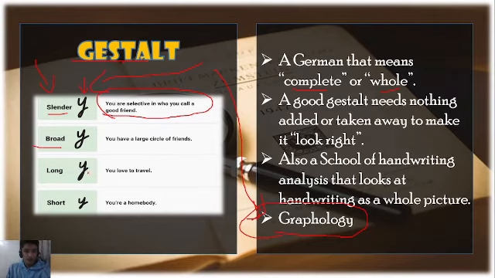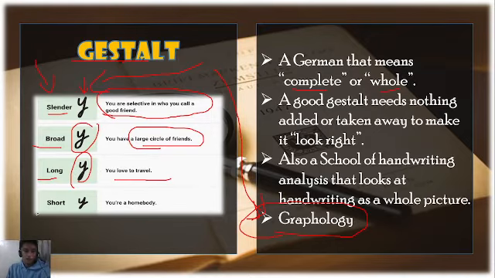And then we have individuals who write a broad way of writing Y. They characterize it as the writer having a large circle of friends. Ganun din naman sa individual that writes a long Y, they love to travel. And for the short Y, they just want to stay at home. They are a homebody. And that is for Gestalt. So simply we are referring to graphology, or Gestalt handwriting.